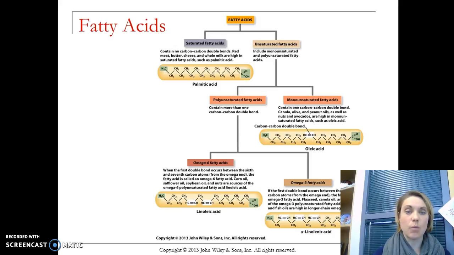Polyunsaturated fats contain more than one carbon-carbon double bond, and the 2 polyunsaturated fats that we talk about in nutrition are our omega-6 fatty acids and omega-3 fatty acids. These 2 are essential fatty acids, but we tend to get too much omega-6 in our diet and too little omega-3. Omega-6 is found in corn oil, safflower oil, soybean oil, and nuts. Now, corn oil and soybean oil are typically used in a lot of processed foods, whereas omega-3 fatty acids are found in flaxseed, canola oil, nuts, as well as fish oils.